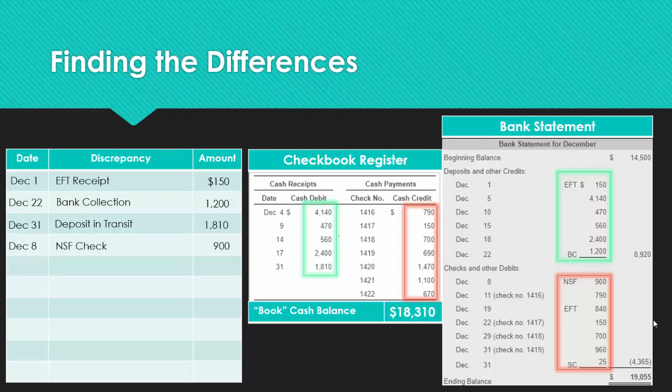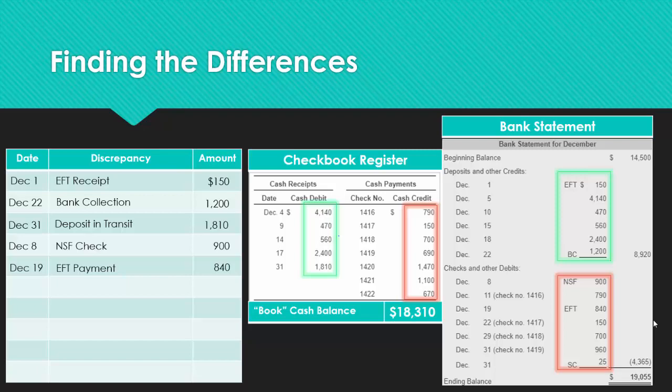Next thing we have down on the bank statement is December 11th. We got check number 1416. Well, we had that in our checkbook register. That one is good. On December 19th, we have EFT of $840. Since this is a check coming out of our bank account, it's a payment that we're making to someone. So probably an automatic payment that we made to someone that we owed money. But regardless, $840 came out of our bank account, which we never accounted for on our books. So that EFT payment of $840 is a discrepancy.